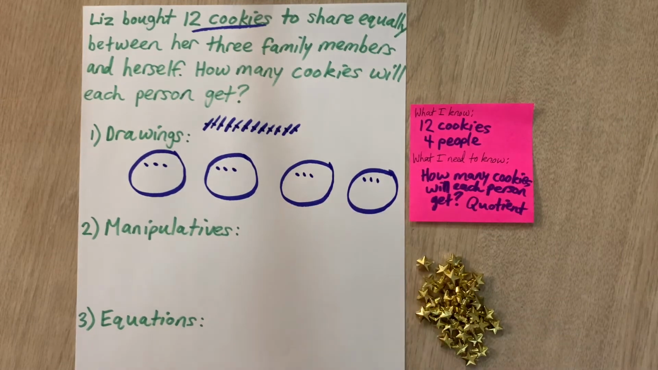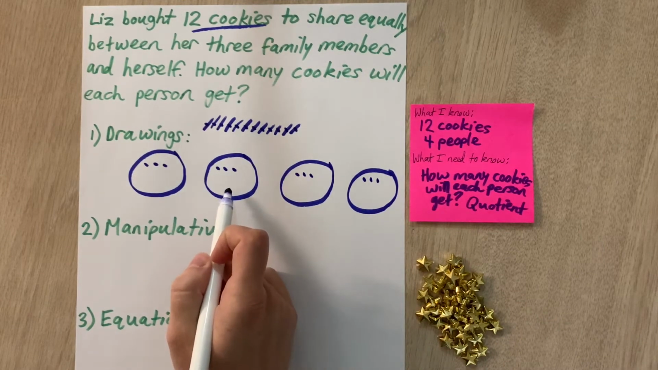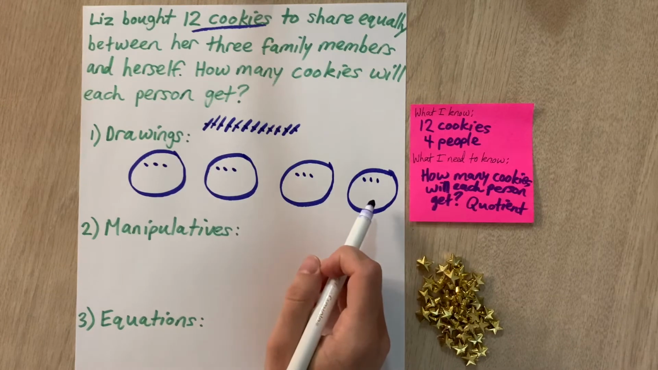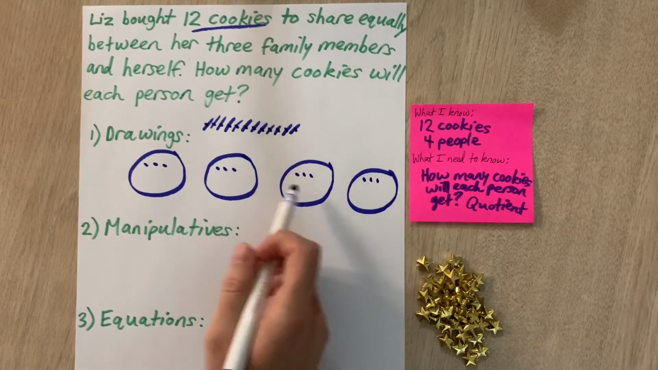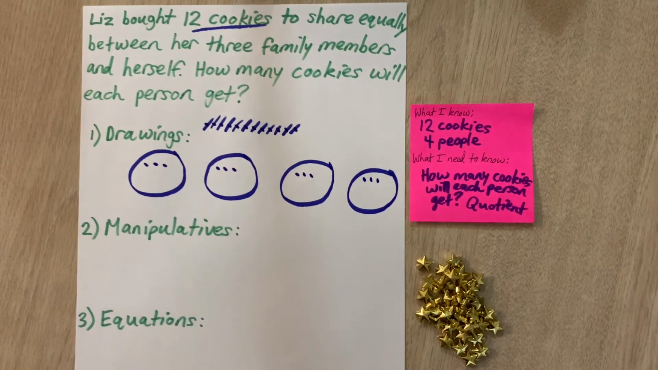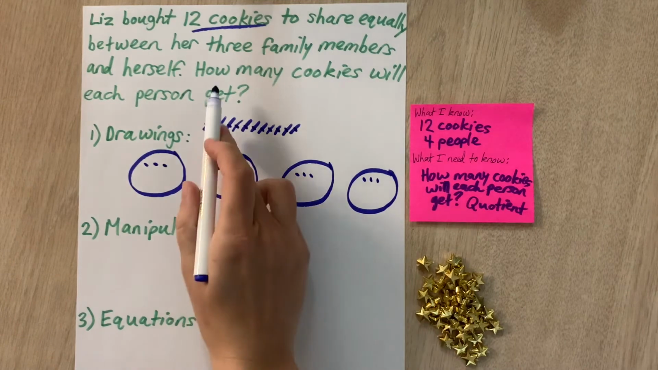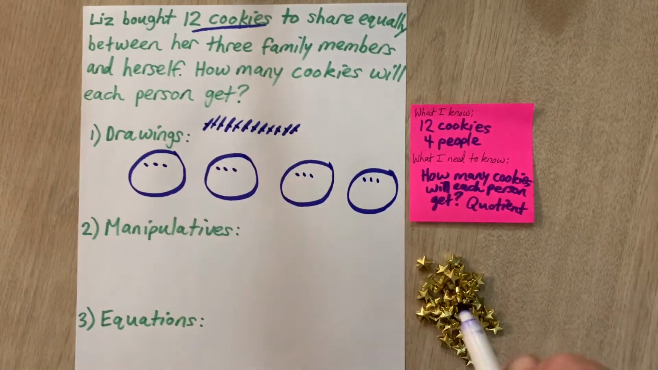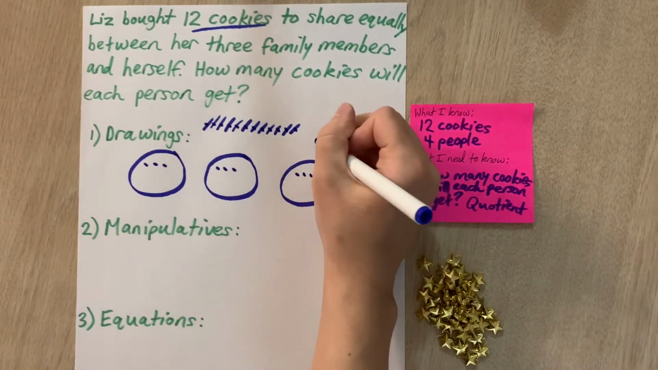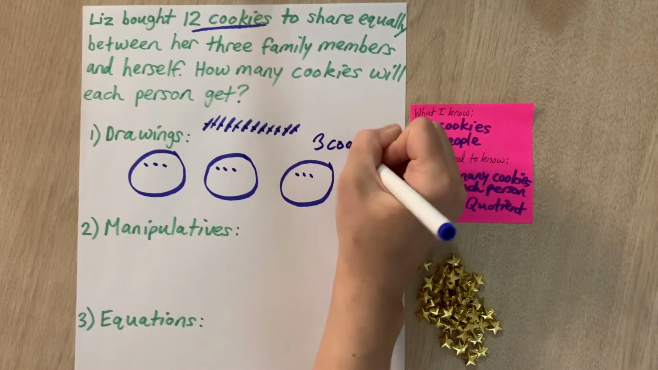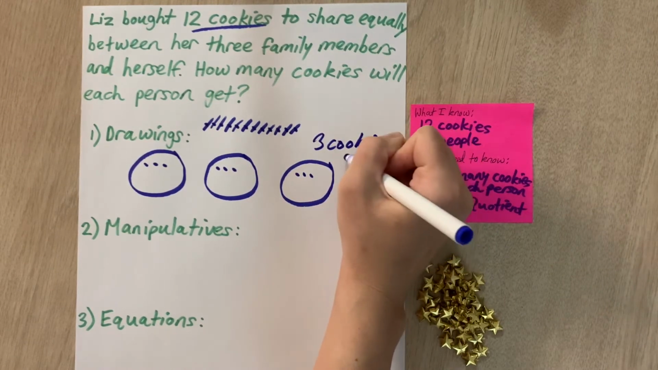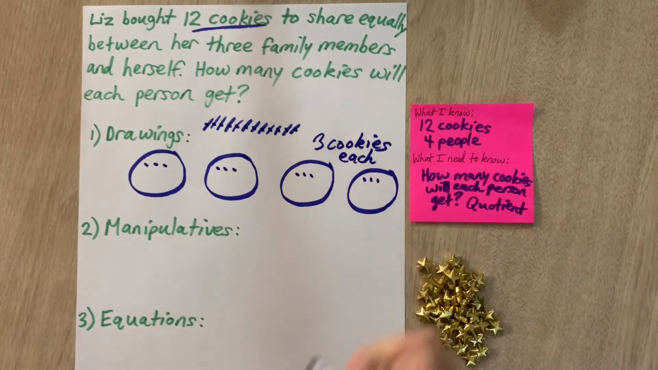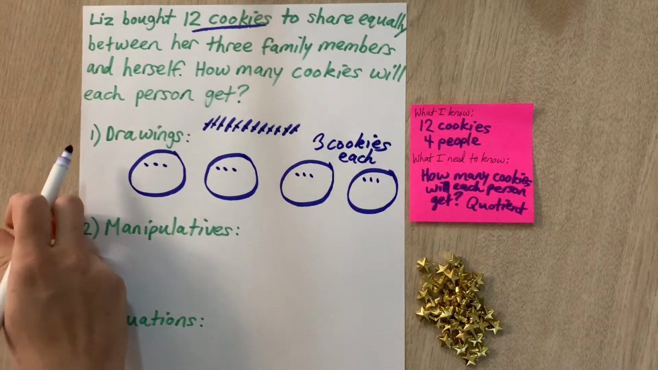No matter which pile the person picked, he would get 3 cookies. Say Liz picked this pile, she would get 3 cookies. If she picked this pile, she would still get 3 cookies. Same with this pile and this pile. So all the piles had 3 cookies. Each family member, as well as Liz, will get an equal number of cookies, which is 3. So when we answer how many cookies will each person get, each person will get 3 cookies. We can write 3 cookies each. So we solved this problem using drawings.